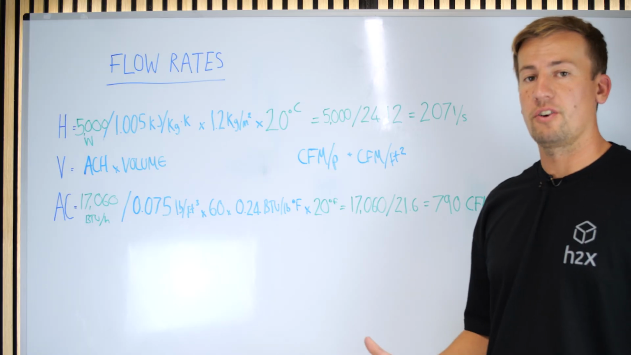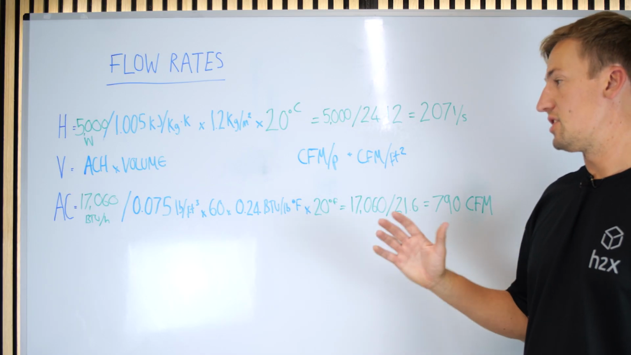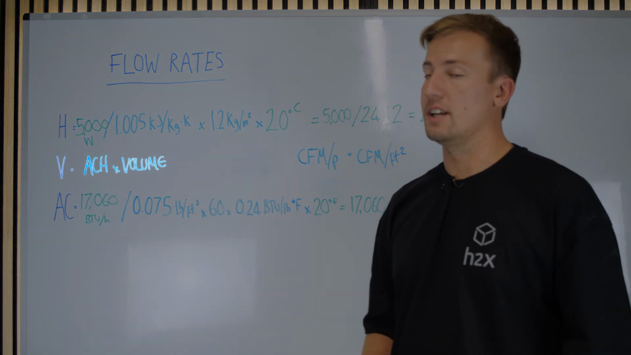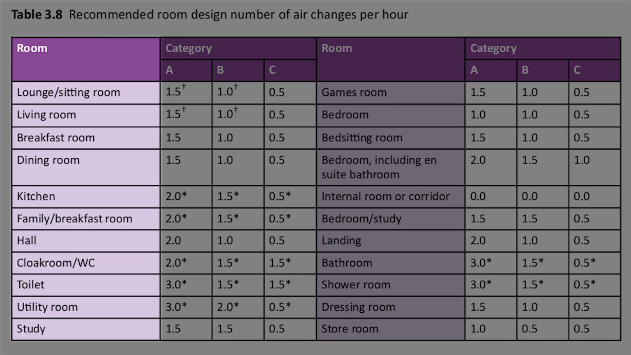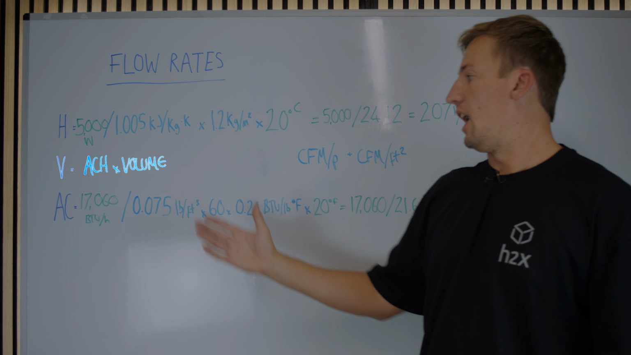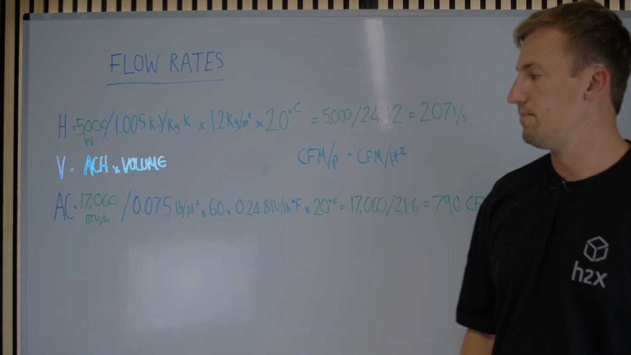The final part of flow rates is calculating the ventilation, which is the V. There's typically 2 ways to do it. The first one, which is more common in SIBSE, is where based on the room type, they will give you a number of air changes required per hour for that room. And then you'll multiply that by the volume of the room in meters cubed.